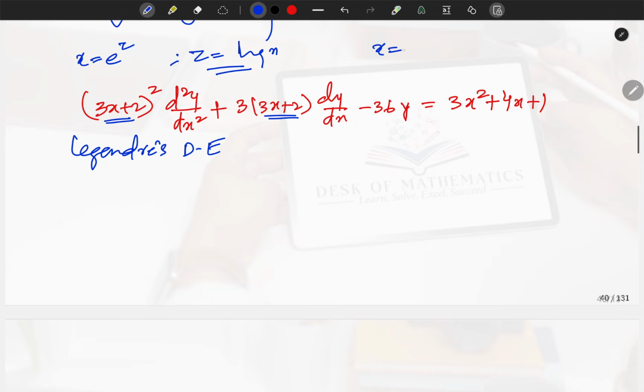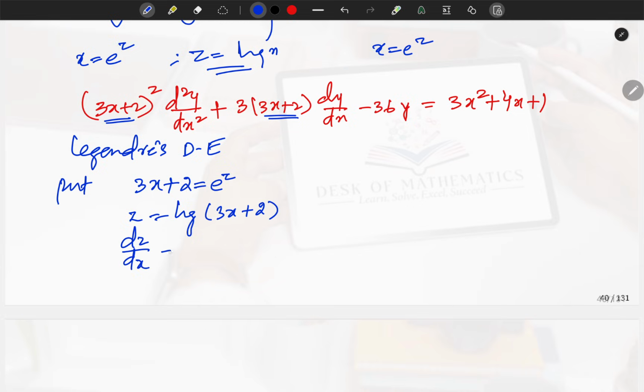So there we put x is equal to e raised to power z. Here we will put 3x plus 2 is equal to e raised to the power z. So z will be log of 3x plus 2. So dz by dx will be 3 by 3x plus 2. So you need only dz by dx, so leave it as it is.